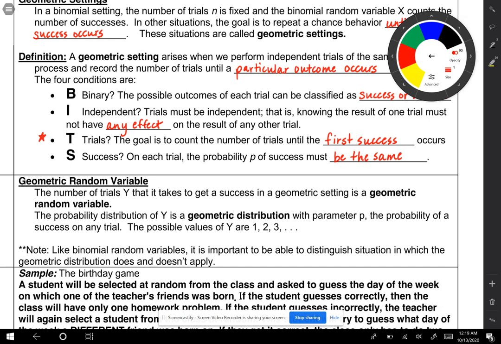All right, for geometric random variables, the number of trials, y, that it takes to get a success in a geometric setting is a geometric random variable. The probability distribution of y is a geometric distribution with parameter p, which is the probability of a success on any trial. The possible values of y are 1, 2, 3, 4, and so on.